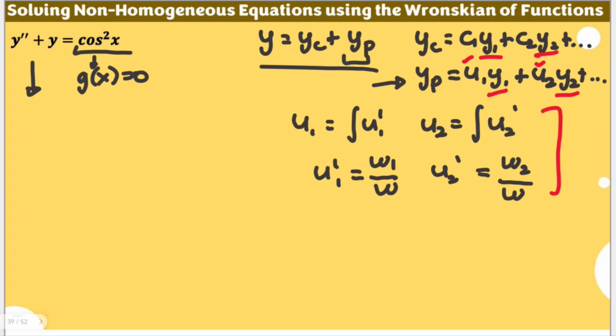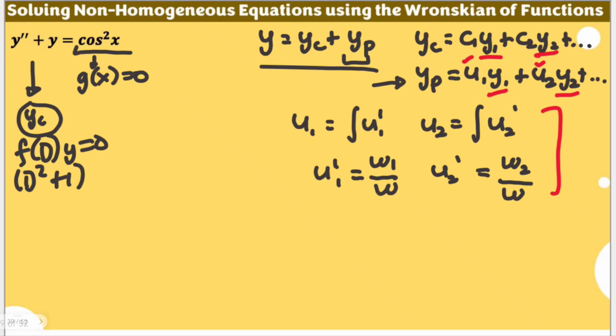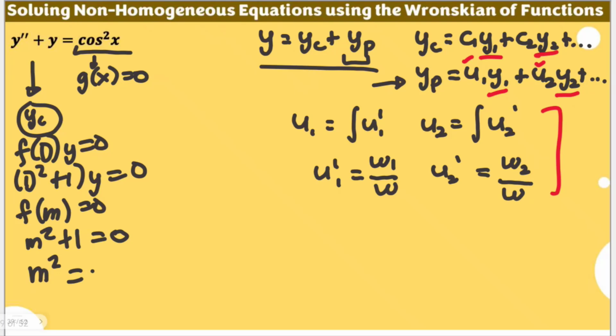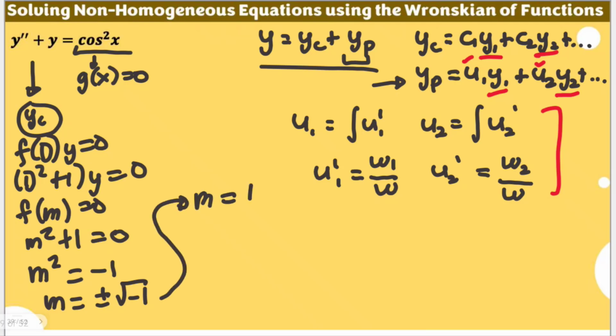Let's start with the y sub c, as we will have here this given function or equation in terms of differential operator D. You'll have D squared plus 1 times y is equal to 0. Hence, our auxiliary equation is m squared plus 1 equal to 0. To identify the correct general solution for y sub c, let's solve for the roots of this auxiliary equation. m squared is equal to negative 1. Taking the root of both sides, m is plus minus square root of negative 1. Hence, the roots are both imaginary.